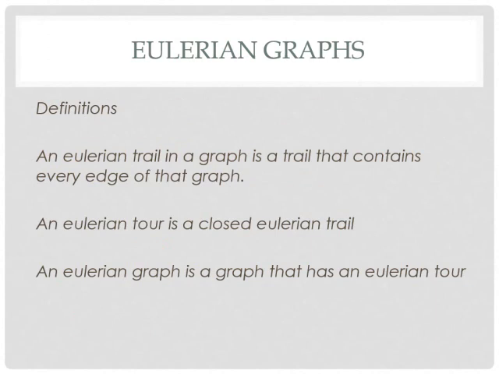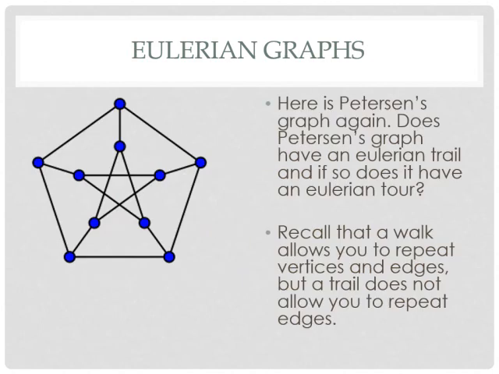So we have the following definitions. An Eulerian trail in a graph is a trail that contains every edge of that graph. And an Eulerian tour is a closed Eulerian trail. A graph that contains an Eulerian tour is called an Eulerian graph. So can we find an Eulerian tour for Petersen's graph?